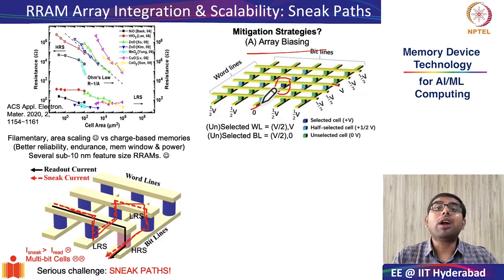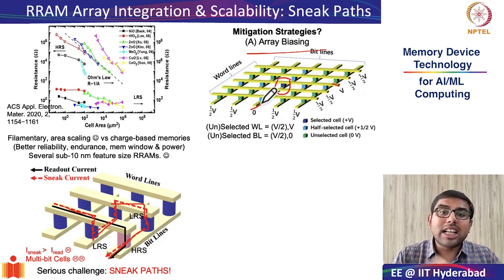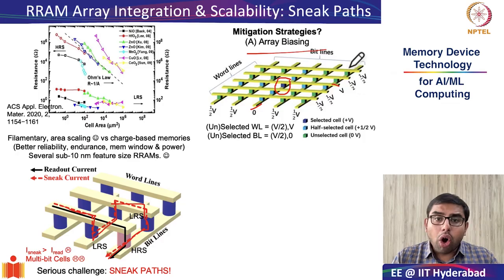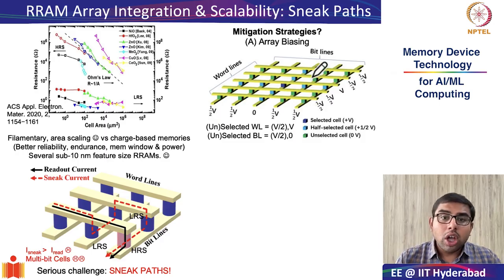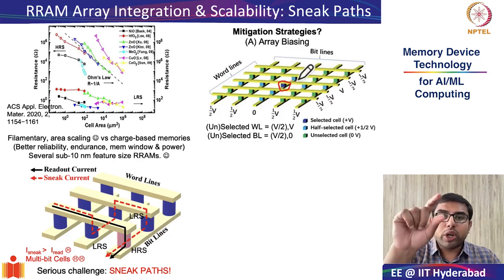However, I do not leave the other cells floating. In all the other unselected word lines and bit lines, I apply a voltage of V/2 and V/2. And this divides the cells in the array into 3 categories. The first is your selected cell which you intend to read out, across which the potential difference is V.